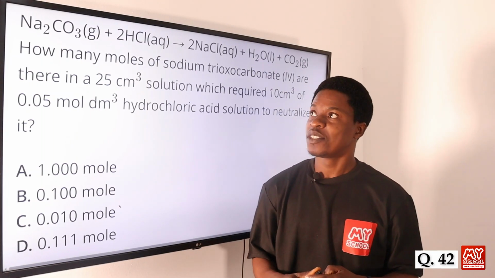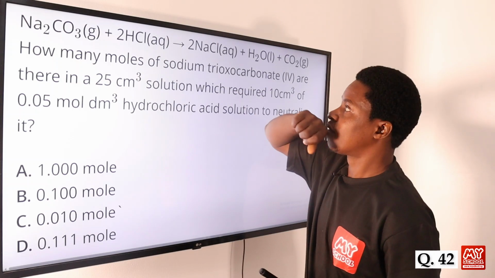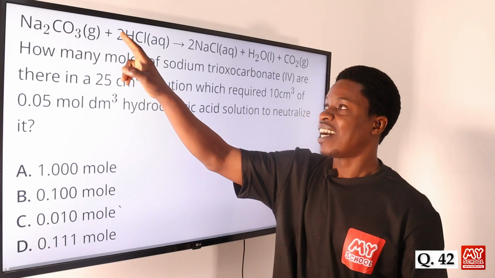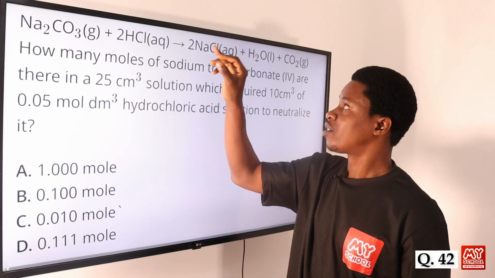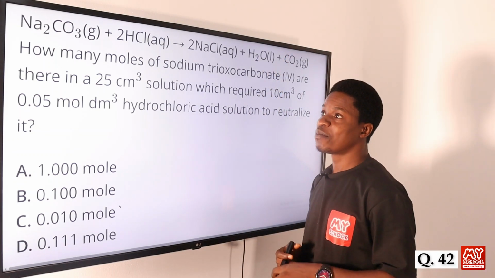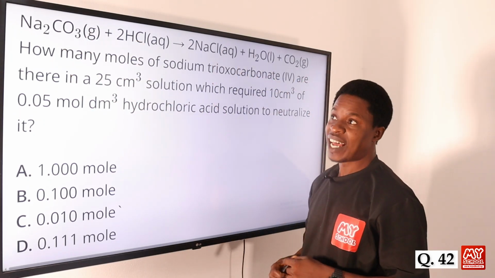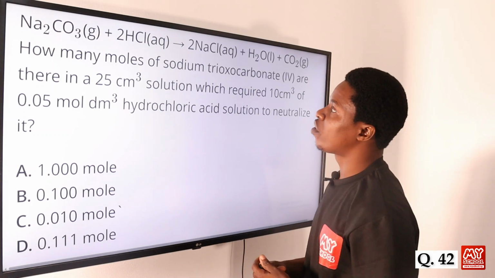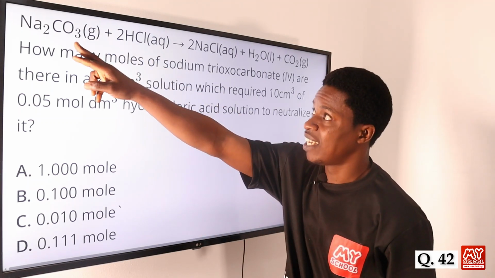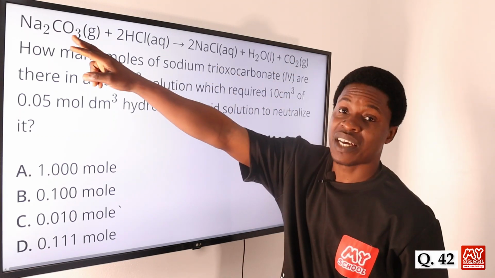Now let's move on to question number 42. We have sodium carbonate reacting with HCl to form salt, water, and carbon dioxide. Whenever a metallic carbonate reacts with an acid, there are always 3 products. Salt will be formed, water will be formed, and CO2, carbon dioxide, will also be formed because it's a carbonate that is being reacted with acid. Of course, we also agree that this is a neutralization reaction because this is a base, this is an acid. We have salt and water. The CO2 is coming because we have a carbonate here.